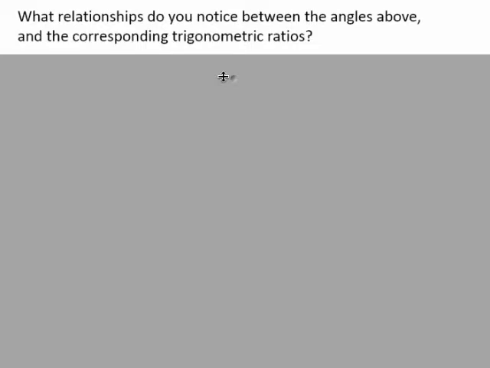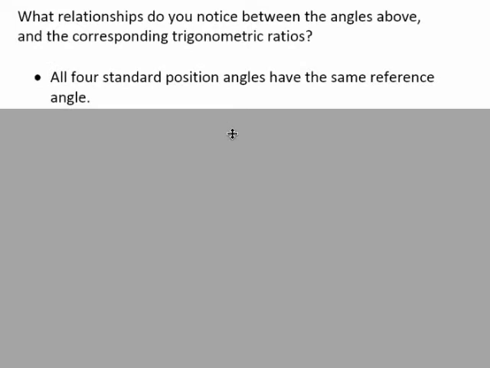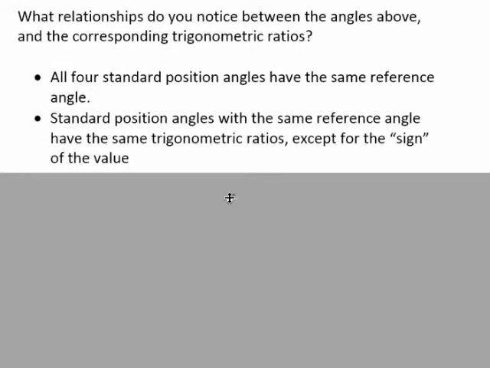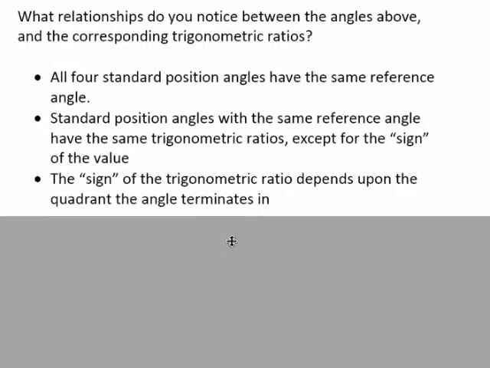So what I hope you noticed through that exercise was a couple of relationships. Firstly, that all 4 standard position angles that I had the same reference angle, and that the standard position angles with the same reference angles had the same trig ratios except for the plus and minus sign. And thirdly, that the sign of the trig ratio depends upon the quadrant in which the terminal arm lies.